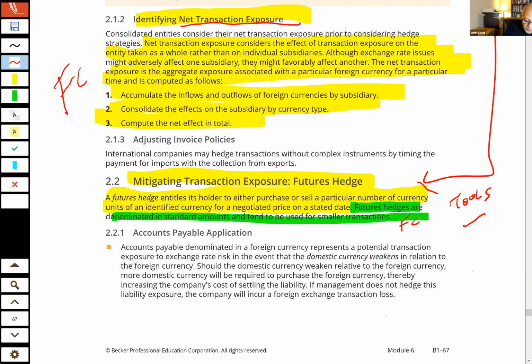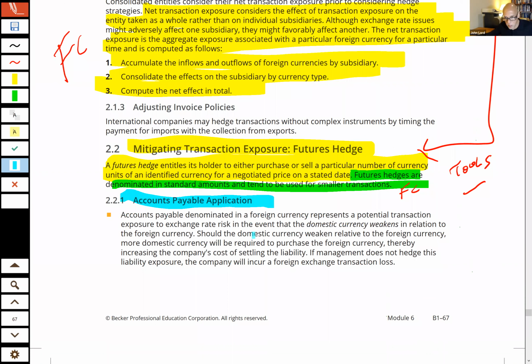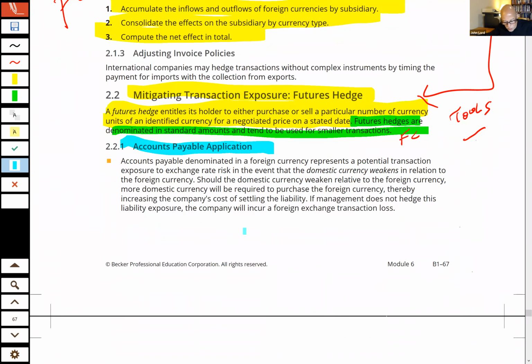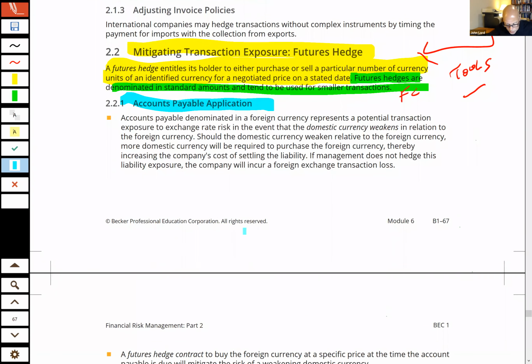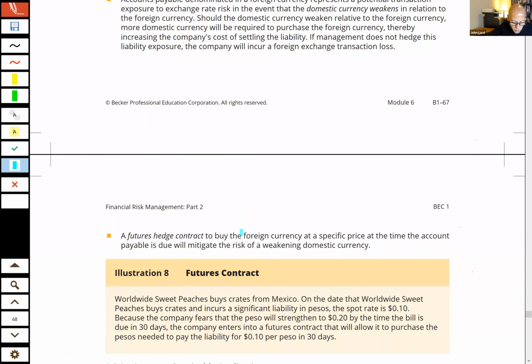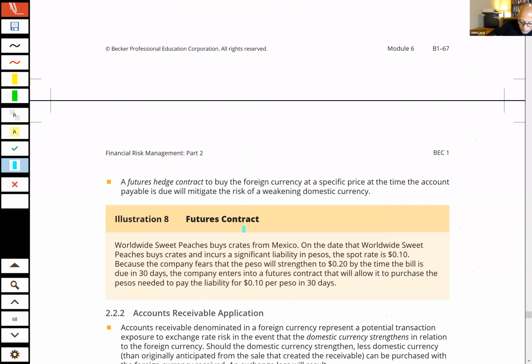And we're going to look at the accounts payable application here. And then we're going to take a look at the accounts receivable application, because again, either would expose us to transaction exposure. So let's just take a look. A future hedge contract to buy currency at a specific price at the time the accounts payable is due will mitigate the risk of a weakening domestic currency.